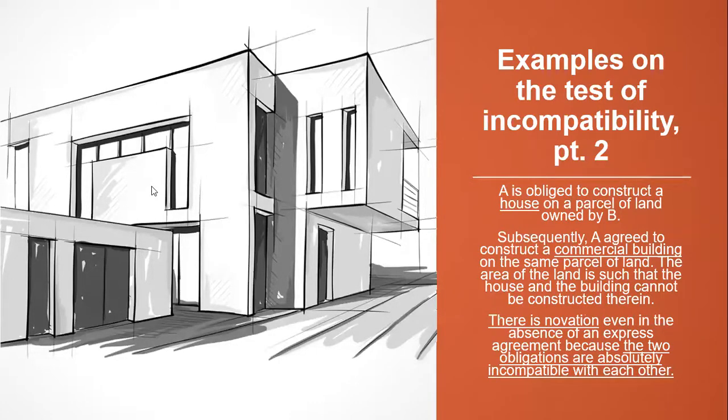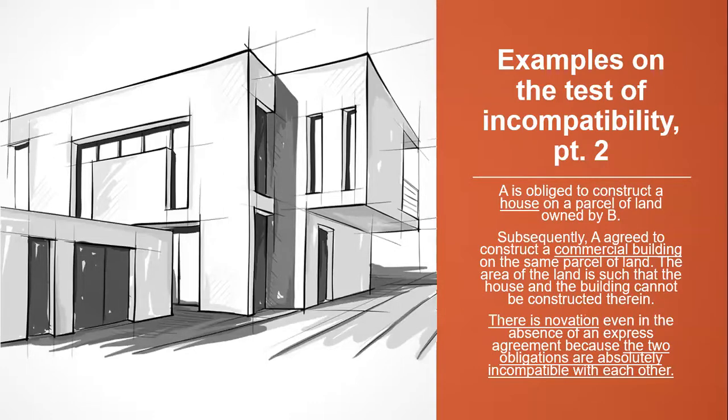Is there novation? Yes, because even in the absence of an express agreement between A and B, the two obligations are absolutely incompatible with each other. Hindi mo sila pwedeng ipatayo nang magkatabi or magkasama. There's only so much space. So much so that you either build the house or you build the commercial building. There is no either or, you have to choose one.